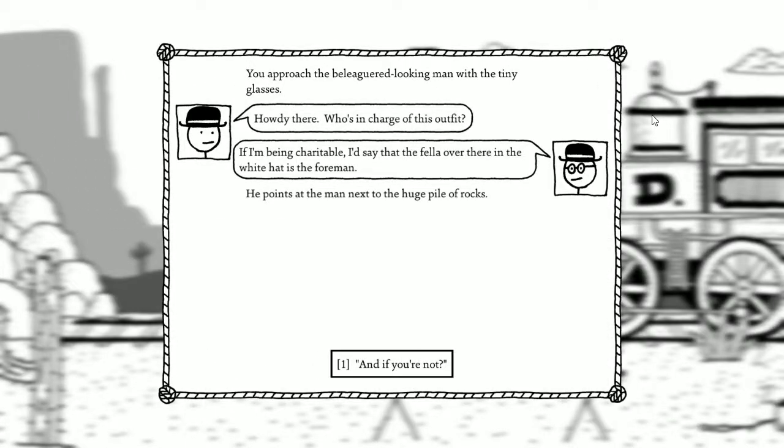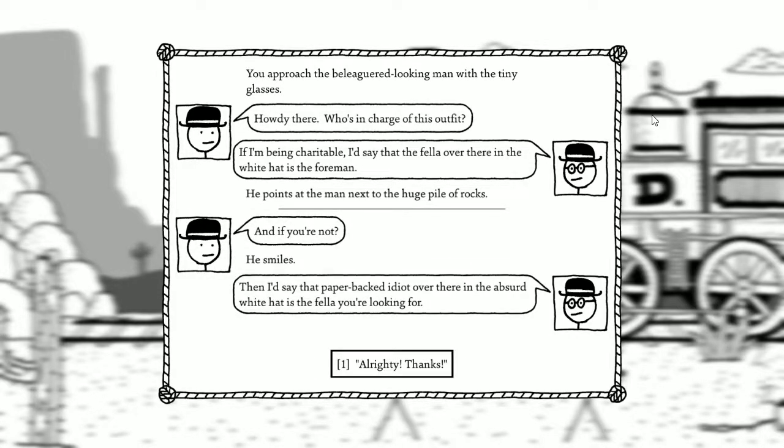Alright. You approach the bookish looking man with the tiny glasses. Howdy there. Who's in charge of this outfit? Well, if I'm being charitable, I'd say that fellow over there in the white hat is the foreman. Points to the man next to the huge pile of rocks. And you're not? He smiles. Then I'd say that paper-backed idiot over there is... excuse me. And the absurd white hat is the fellow you're looking for.